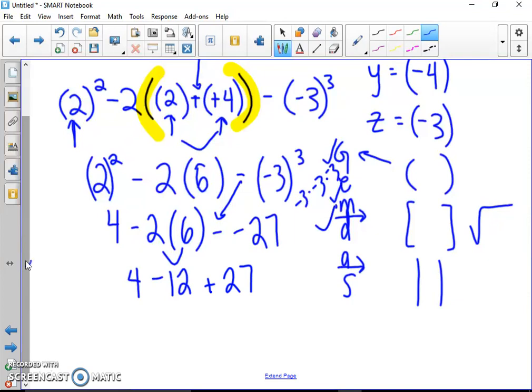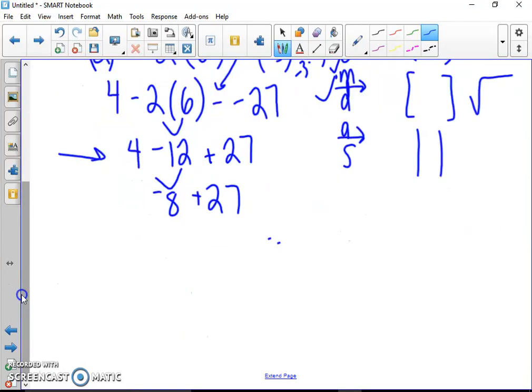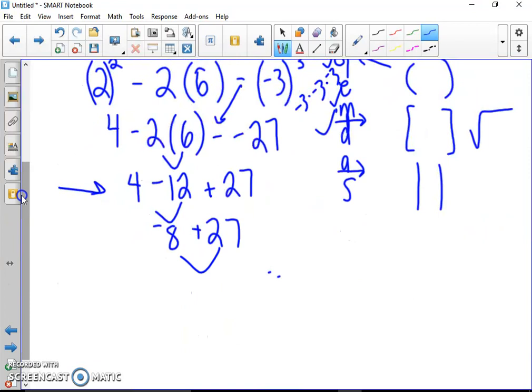Add, subtract, absolutely. We always go left to right, so even though subtraction is first, that's what we're going to do. 4 minus 12 gives us negative 8 plus 27, and let's simplify that. And that is just 19.